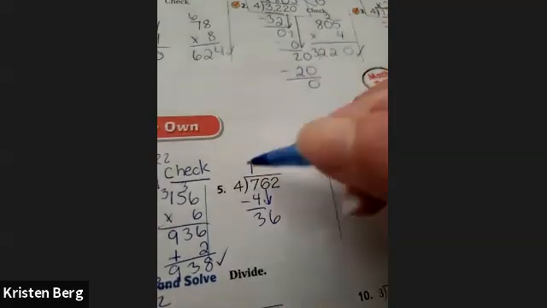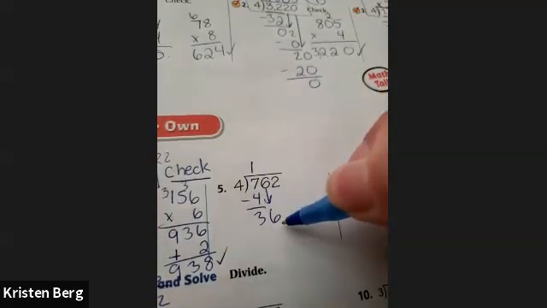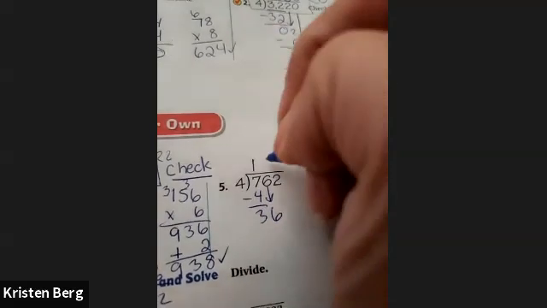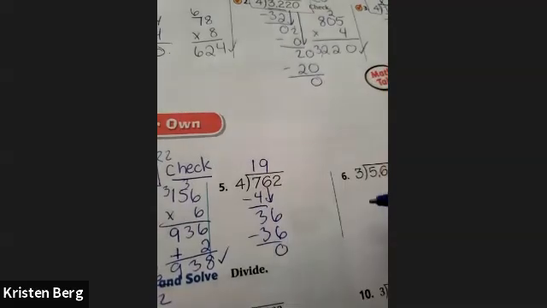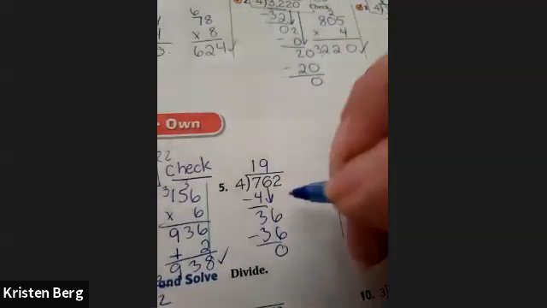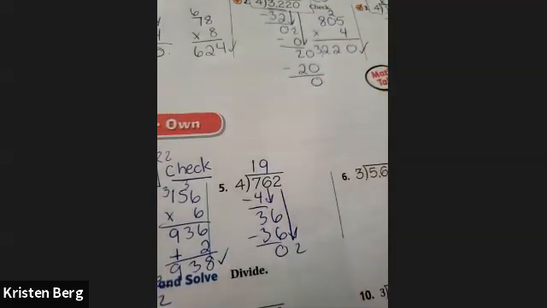Bring down your 6. How many 4s can go into 36? That would go in 9 times. That would be 36. Subtract, that would be 0. Check it. We are okay. Bring down your next number.